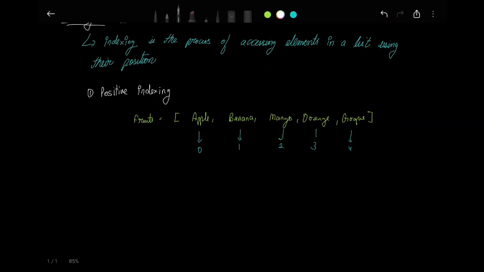Similarly, we also have negative indexing. If I look at this same list, this grape is at -1 index, this is -2 index, this is -3 index, this is -4 index, and this is -5 index. Positive index starts from the beginning and negative indexing starts from the end. This is useful when you want to access the last few elements without knowing the number of elements stored in the list.